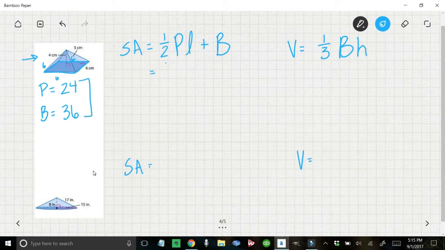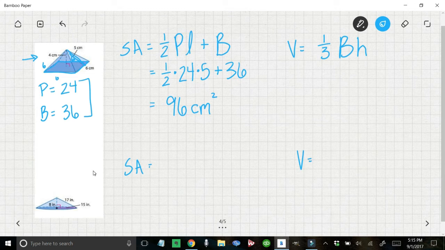So surface area is half the perimeter of the base, which we just found to be 24, times L, which stands for slant height. The slant height would be this height of the slant, so that's 5, plus the area of the base, which is 36. I'm going to ask that you grab your calculator and make sure that you can type this into your calculator correctly, so you're not doing all the work right and then getting the wrong answer. You should get 96, and units for surface area are always going to be square units because we're talking about the area of all of the surfaces added together.